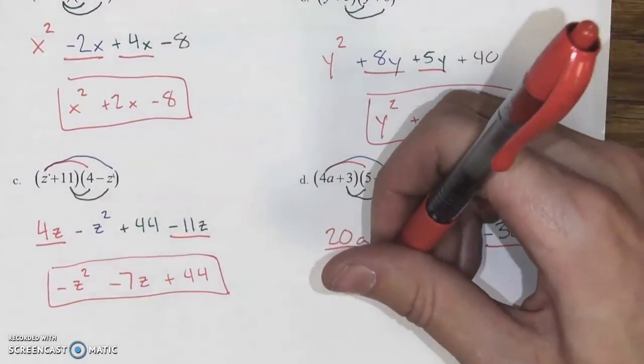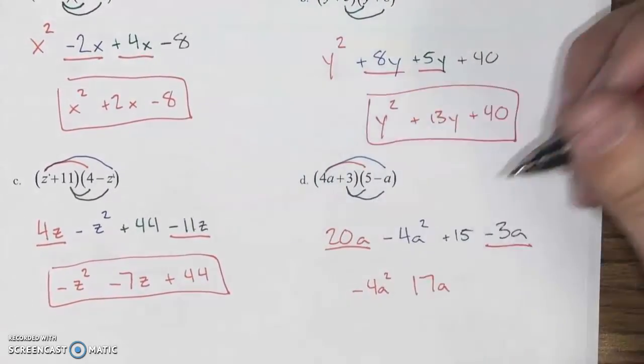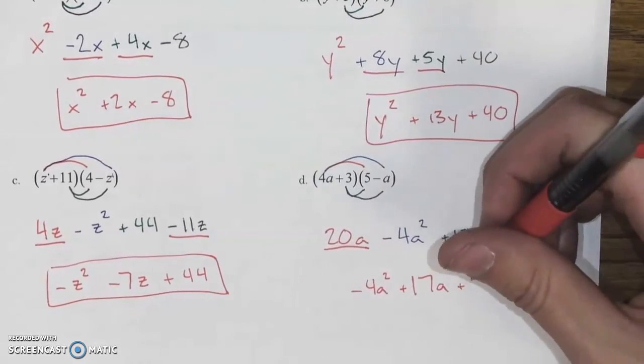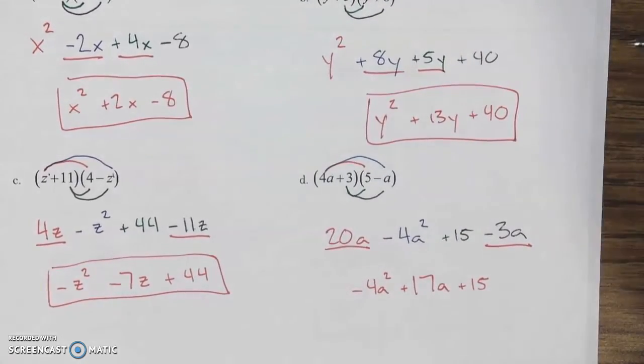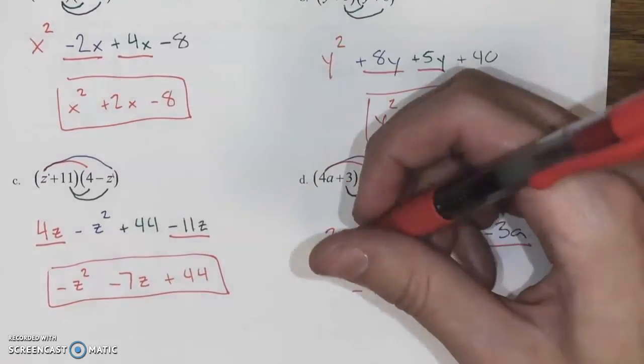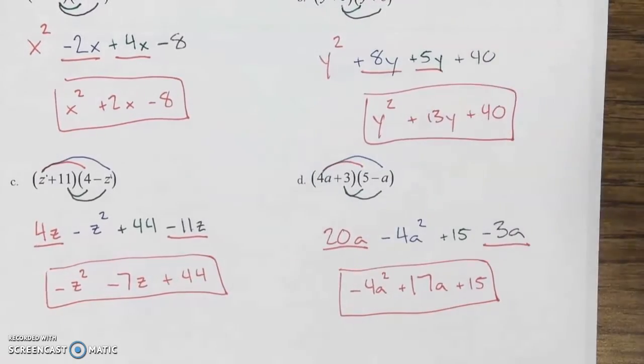And then we write our terms in descending power order. So we have negative 4a squared plus 17a plus 15. And that's our final solution. This is objective 48.